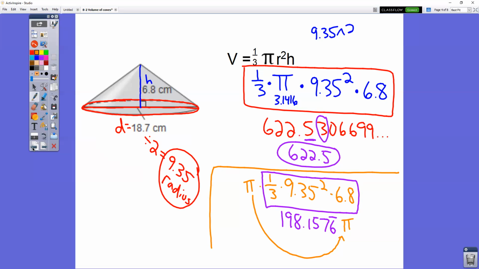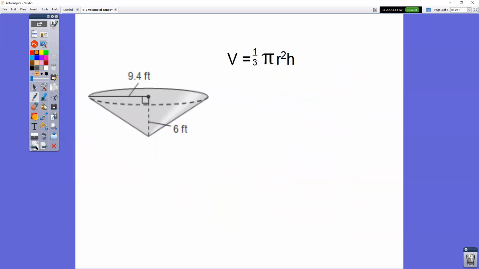All right, if you could try this one on your own, please. Find it both rounding to the nearest tenth and leaving your answer in terms of pi. Go ahead and try this one, please.